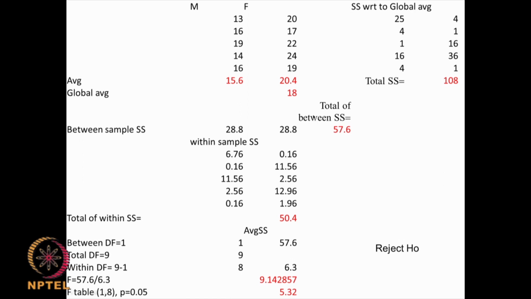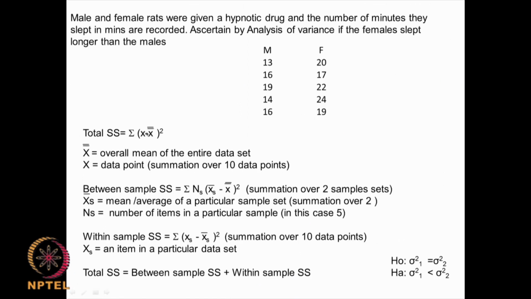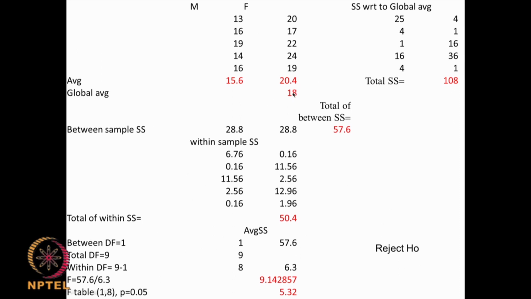Okay, how do I calculate total sum of squares? What is total sum of squares? For each one of them I subtract from the global mean, square it up. So, what do I do here? This is the global mean. So, 13 minus 18 square. Okay, 13 minus 18, 5, 5 into 5, 25, you understand.